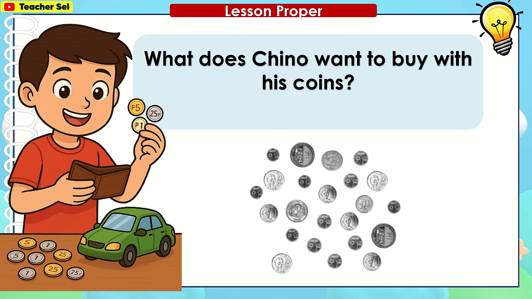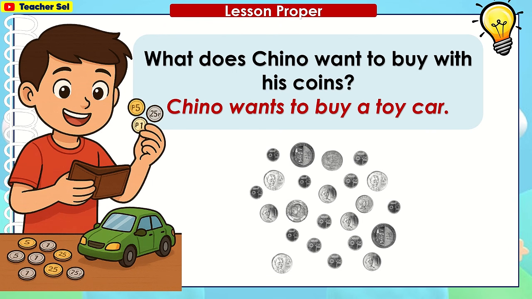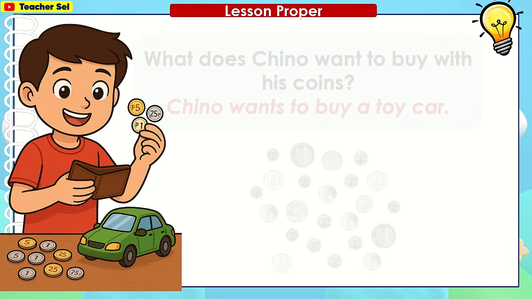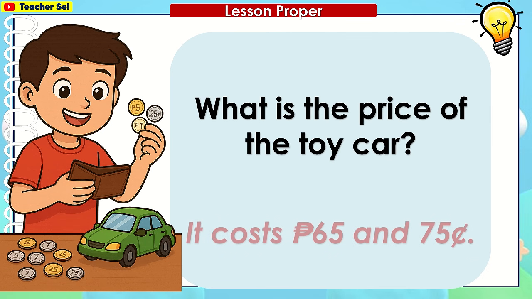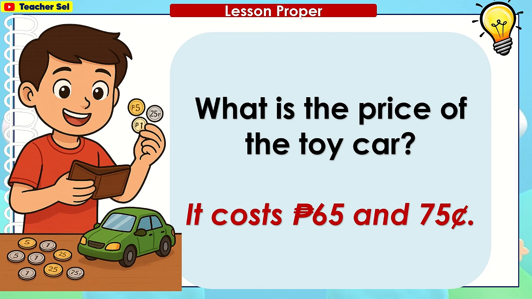What does Chino want to buy with his coins? Chino wants to buy a toy car. What is the price of the toy car? It costs 65 pesos and 75 centavos.